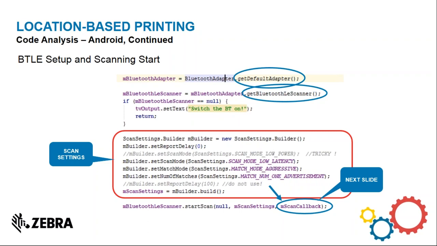enabling your Bluetooth adapter. First of all you have to retrieve a handle to your local Bluetooth adapter. And then most of the time, for instance in the location-based printing sample, you want to start a Bluetooth low energy scan of the devices surrounding you. So you call the API to get the Bluetooth LE scanner. In the meanwhile, you also want to set up some settings related to the way the scanning must be performed. For instance, you can ask Android to work with low latency, in an aggressive mode, which is a way to ask Android to notify your application of every new device discovered in the surroundings.